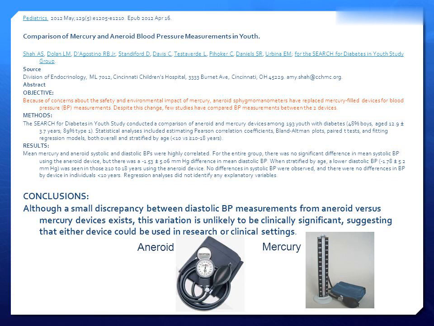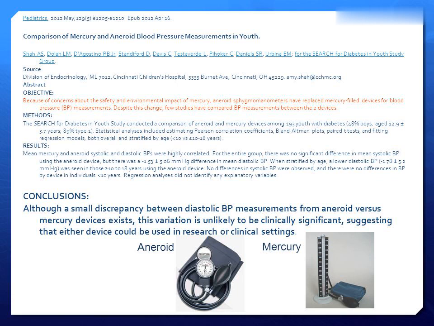Abstract. Objective. Because of concerns about the safety and environmental impact of mercury, aneroid sphygmomanometers have replaced mercury-filled devices for blood pressure, BP, measurements. Despite this change, few studies have compared BP measurements between the two devices. Methods. The Search for Diabetes in Youth study conducted a comparison of aneroid and mercury devices among 193 youth with diabetes, 48% boys, aged 12.9 plus or minus 3.7 years, 89% type 1.